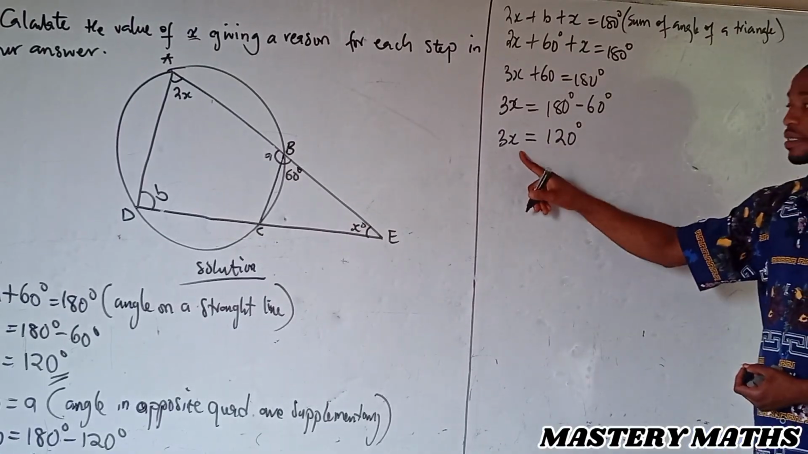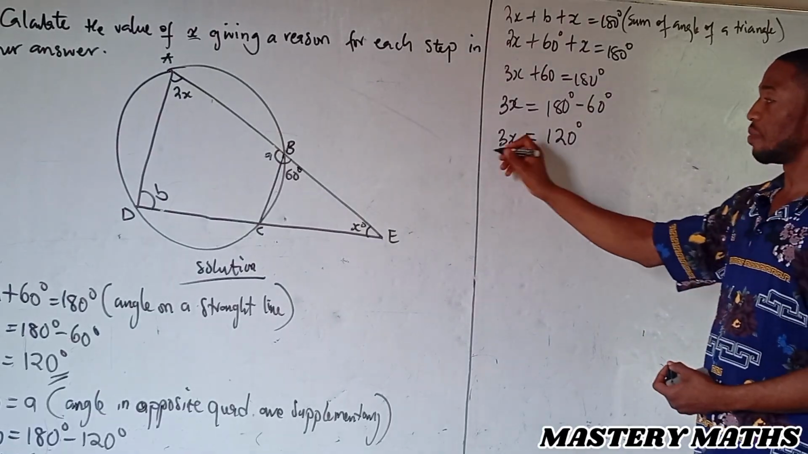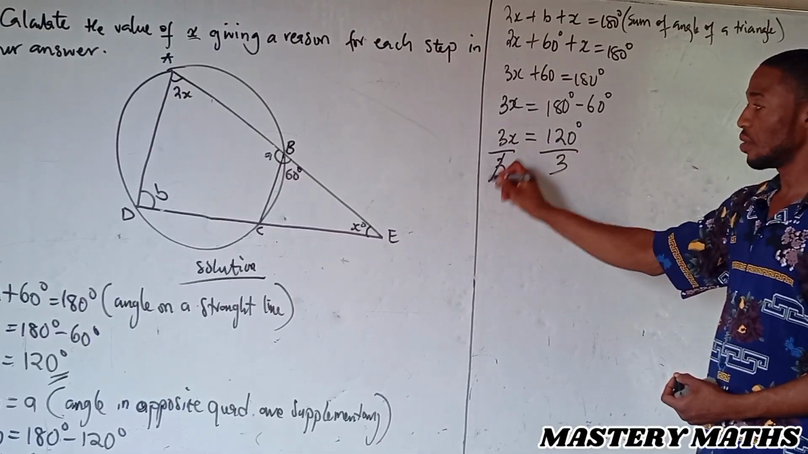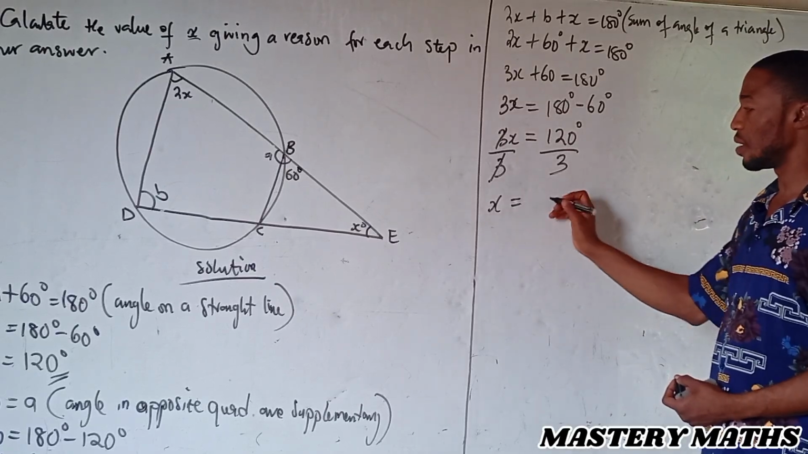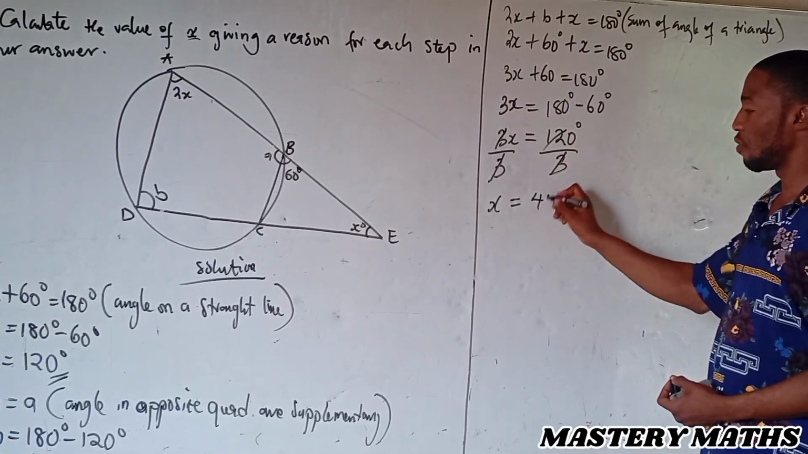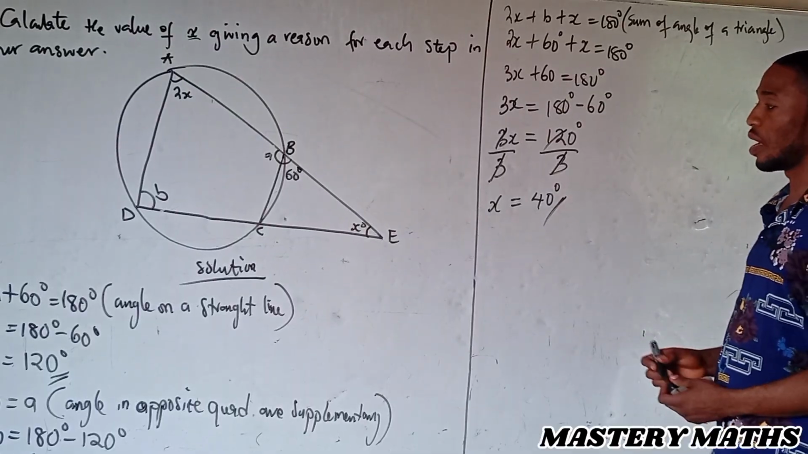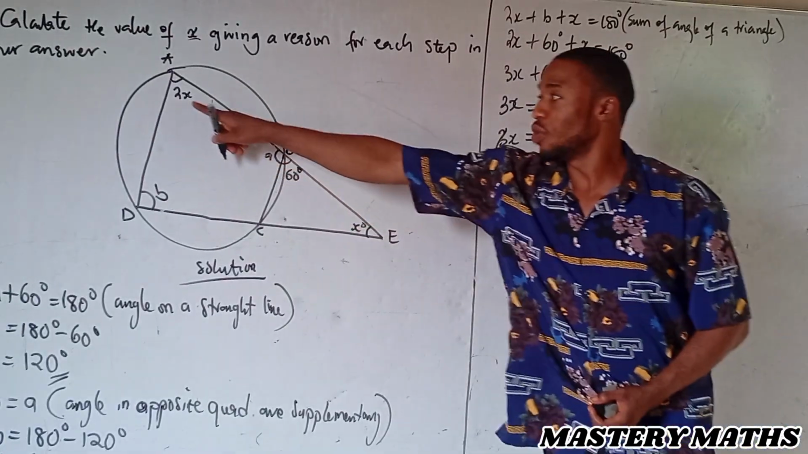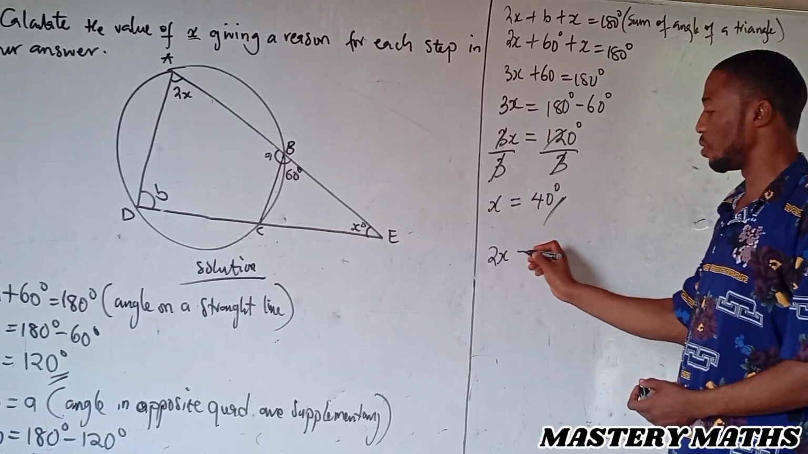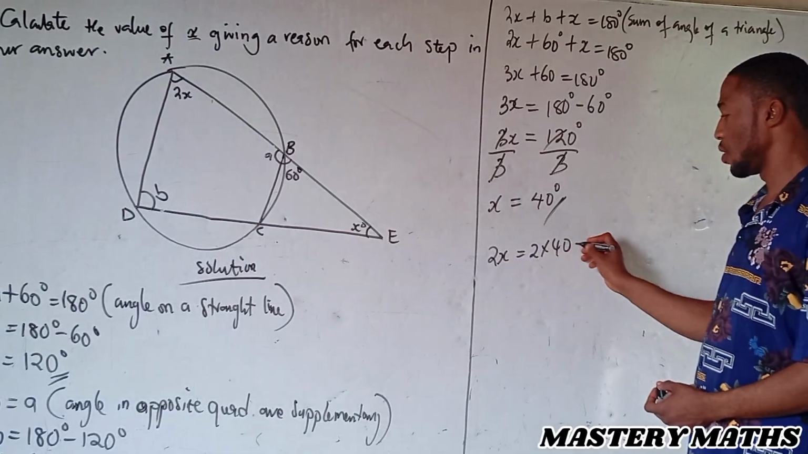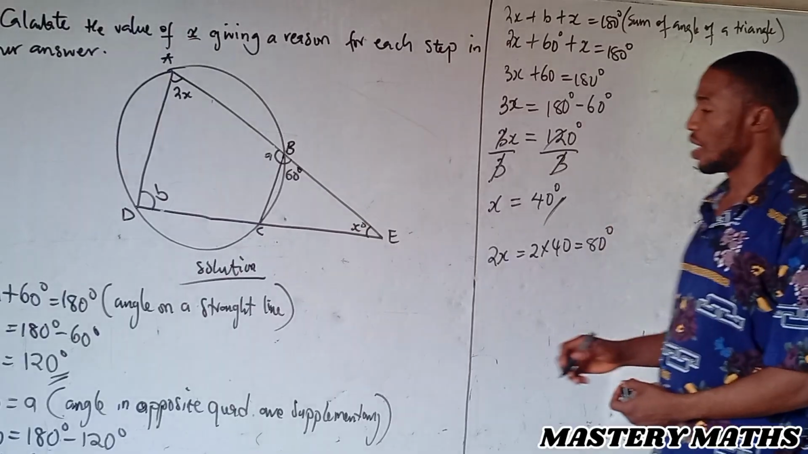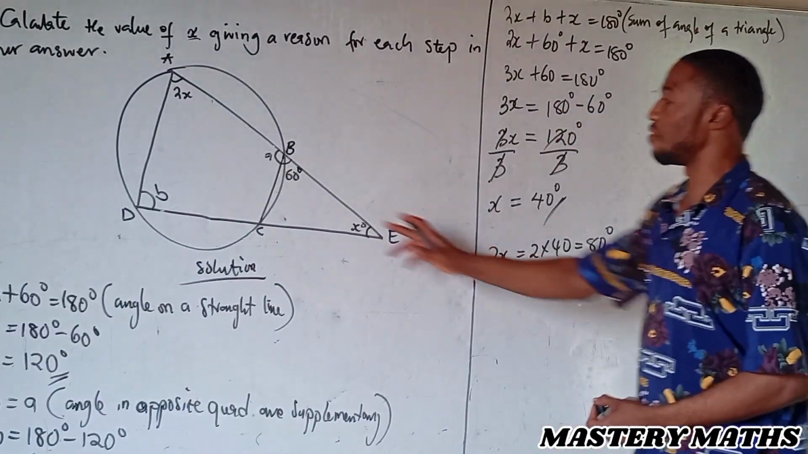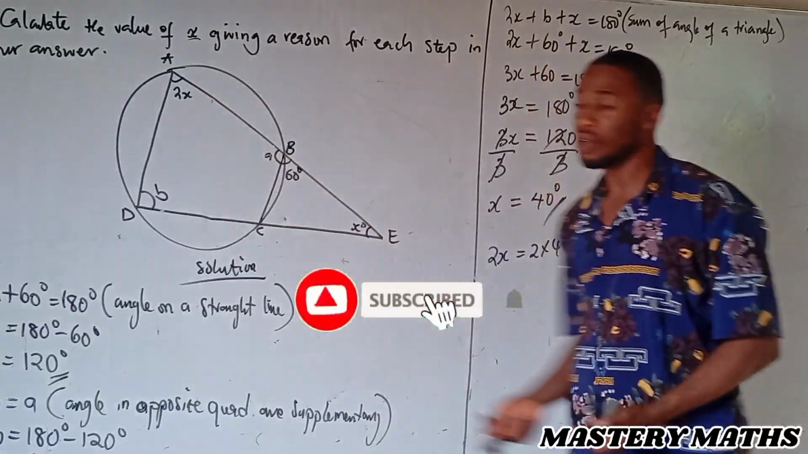Remember, we're looking for our x. So we divide both sides by 3. We cancel this 3, and what is remaining now is our x. 3 goes into 120 is 40 degrees. So our x is 40. Since this x here is 40, the 2x now becomes 2 times 40, which is 80 degrees. And already we have our B as 60 degrees. So when you add everything together, it will give us 180 degrees.